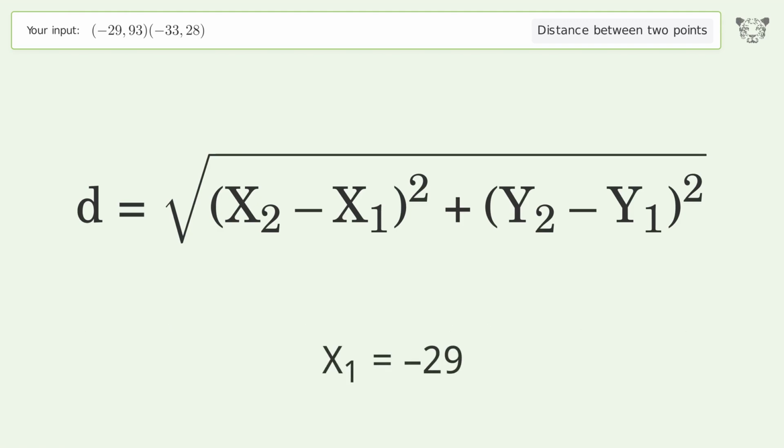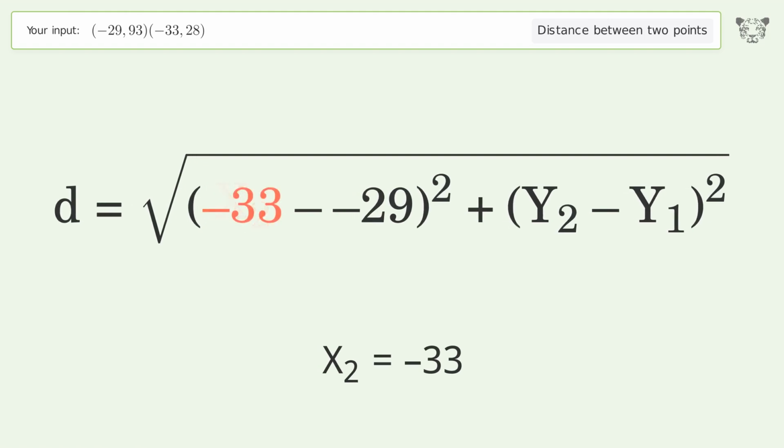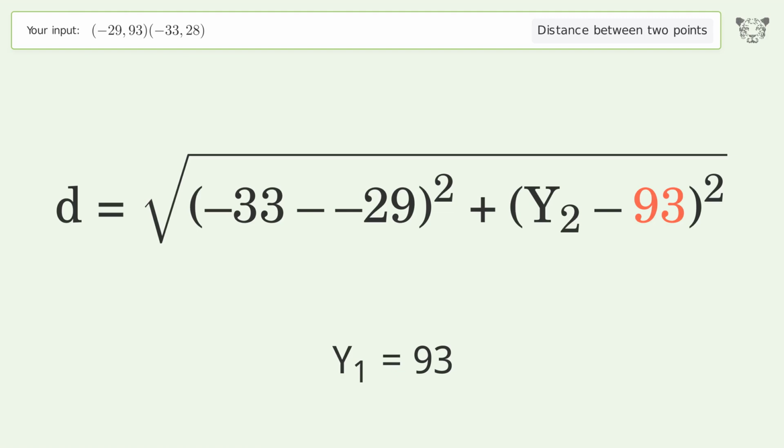x1 equals negative 29. x2 equals negative 33. y1 equals 93. y2 equals 28.